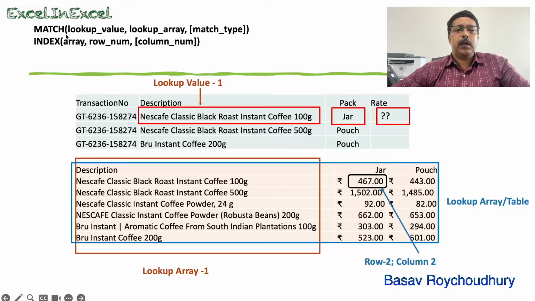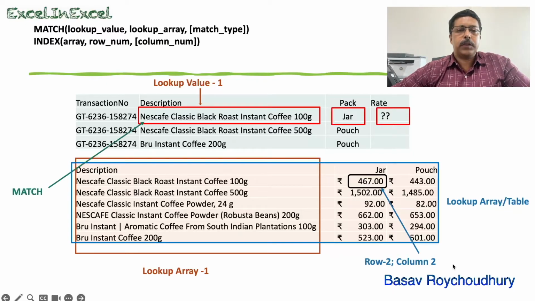In a MATCH function, it's similar to a VLOOKUP function. We have a lookup value, we have a lookup array, or lookup table, and we have a match type. In this case, match type is 0 for an exact match, and there are -1 and +1 values, which mean less than or greater than. But we are working with exact match. So we are going to use a MATCH function in this lookup array 1, and we will try to find the exact match for this lookup value 1, which is Nescafe Classic Black Roast Instant Coffee 100 gram. That's what we propose to do.